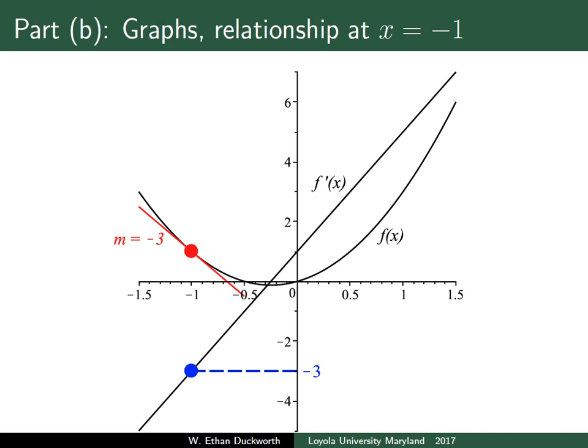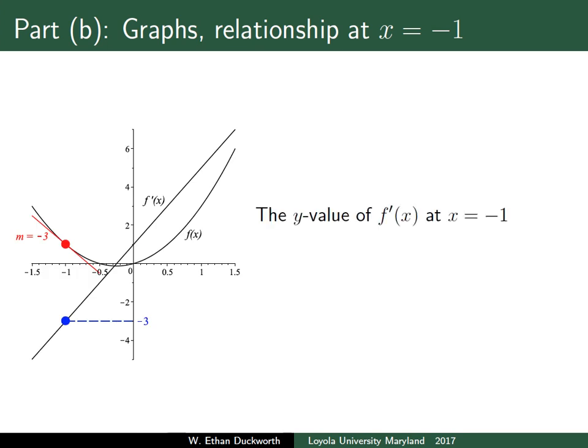Let me just go ahead and summarize that in writing, because it's a tricky relationship and it's important to get it right. So here's the summary. The y value of f prime of x at x equals -1 equals the slope of f of x at x equals -1. So it's the y value for the straight line compared with the slope of the parabola. And that's the end of the example.